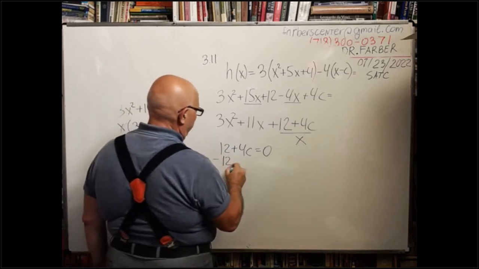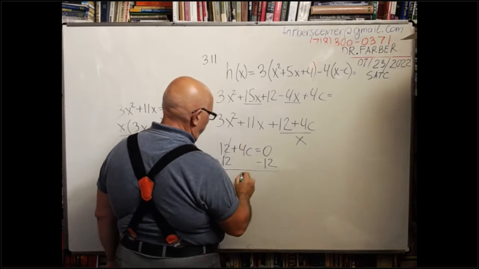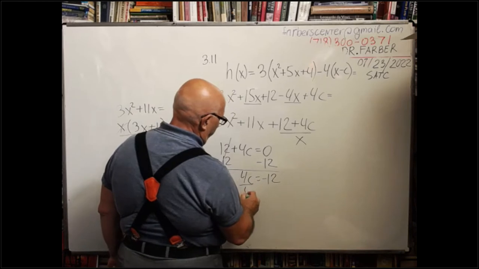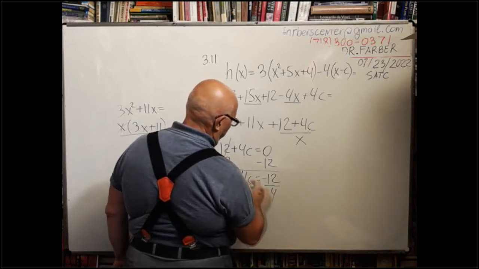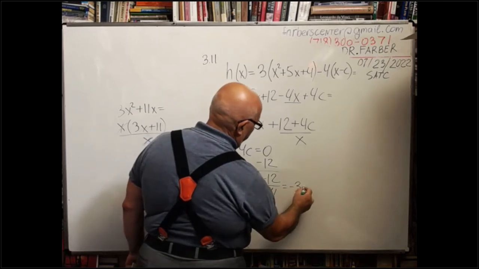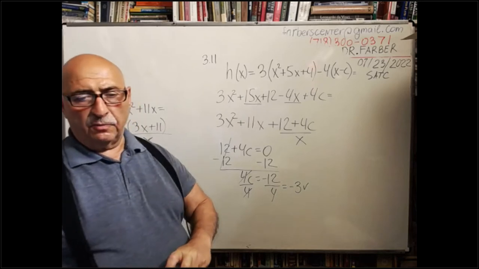Minus 12 and minus 12 cancel out. You have 4c equals negative 12. Divide both parts by 4, and you have c equals negative 3. Simple logic. So far, so good.